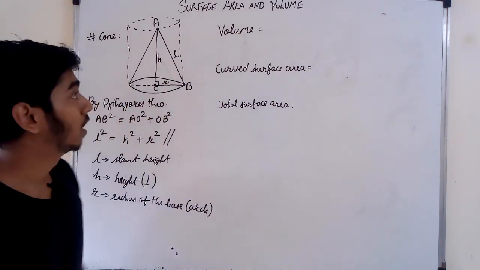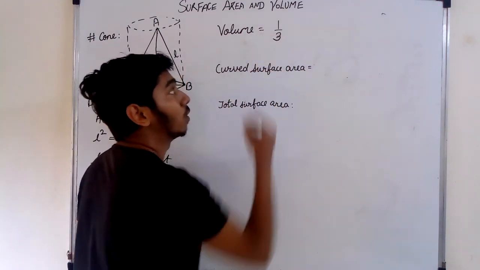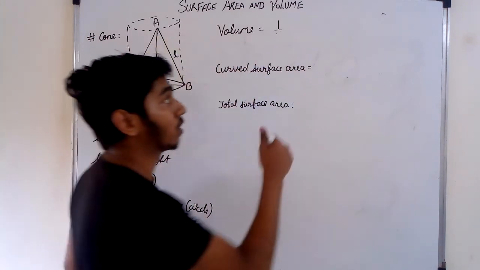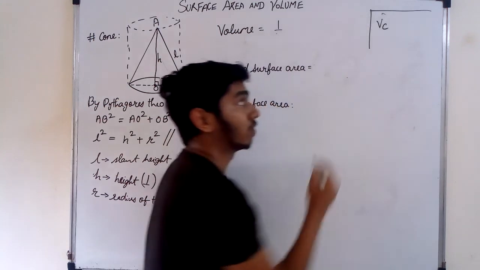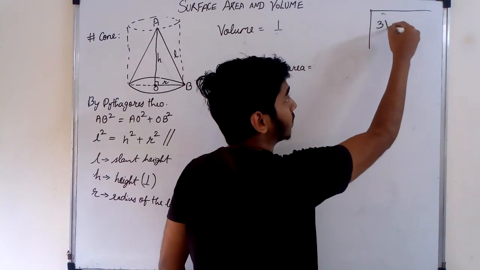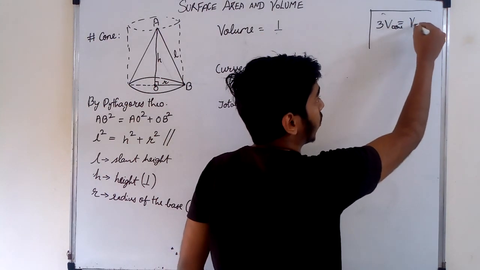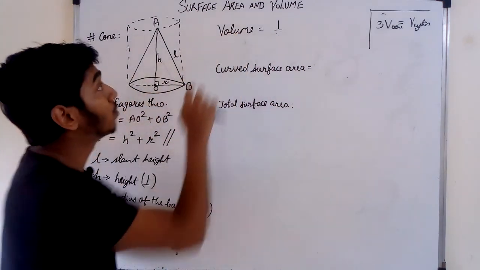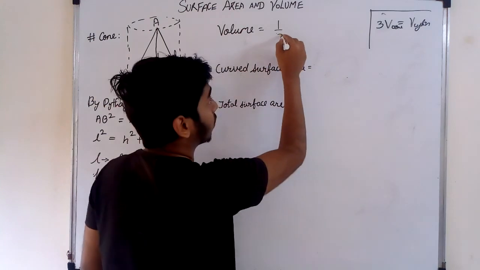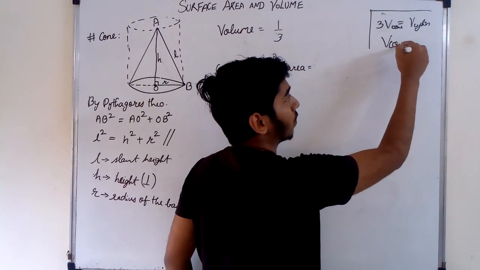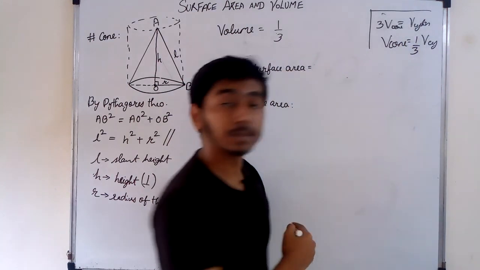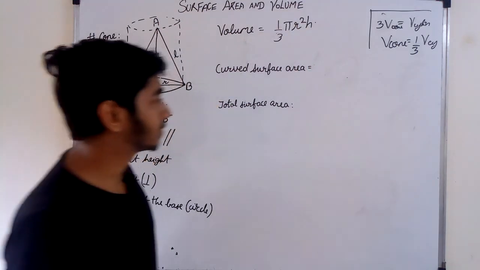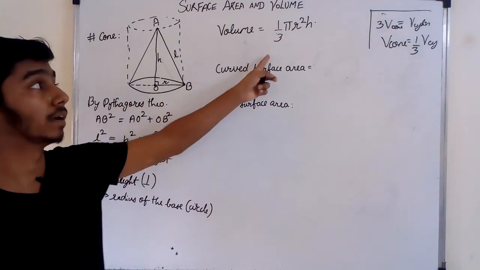So let's see how to find the volume. The relation between the volume of a cone and the volume of a cylinder has already been proved: 3 times the volume of a cone is equal to the volume of the cylinder. Therefore, the volume of a cone is equal to 1/3 of the volume of a cylinder. The volume of a cylinder is pi r square h, so the volume of a cone is 1/3 pi r square h.